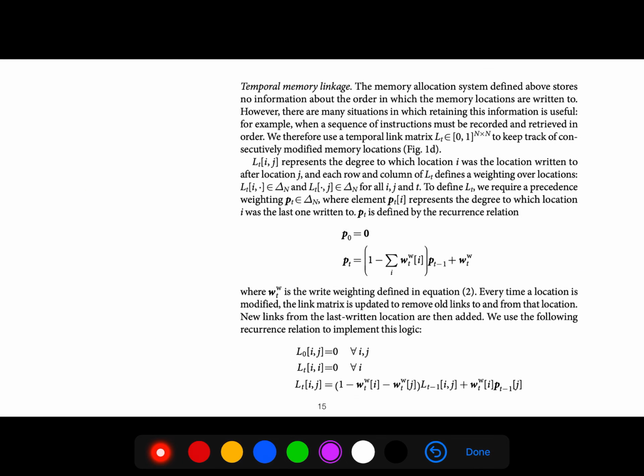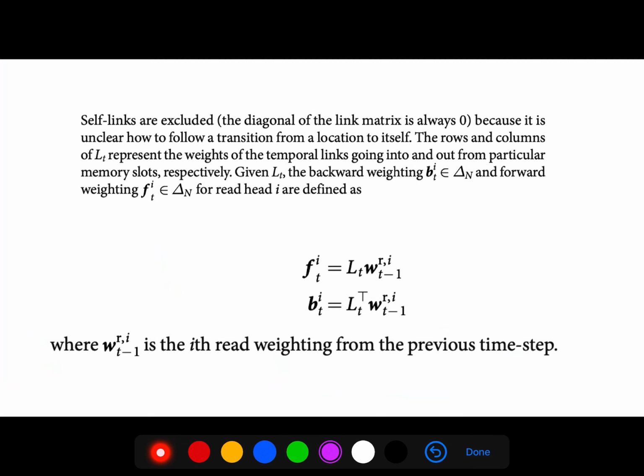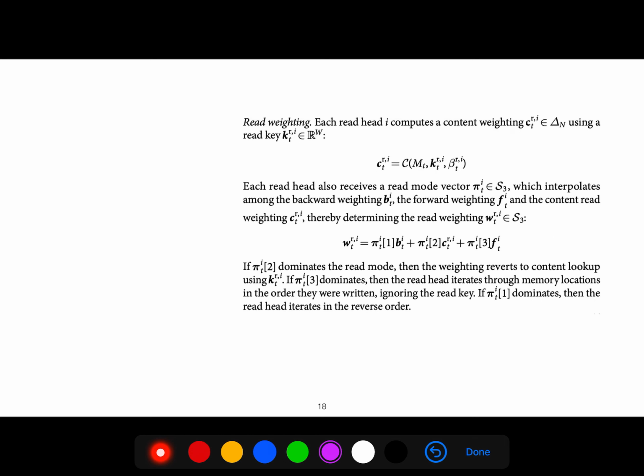Temporal memory linkage is another important thing that I explained. For example, if this is the L matrix, I want to see, if I selected I, what is the probability that J is the next one. If it is 1, then J is after I. And from L, we calculate this forward weighting and this backward weighting. This is how we use this forward weighting and backward weighting to update our read vector that we needed.